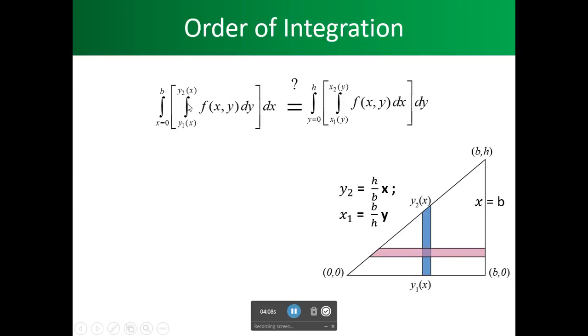Here we mentioned that if we do dy first, the function of f of x, we're going from y1 to y2. So this here gives us our y1, this gives us our y2, as it goes from x equals 0 to x equals b.